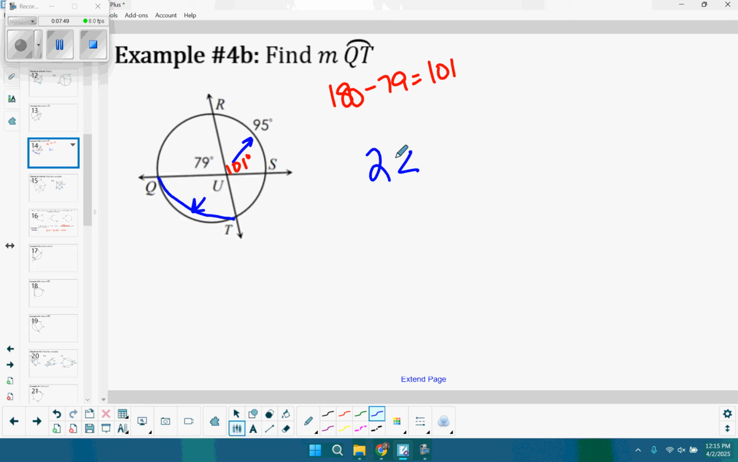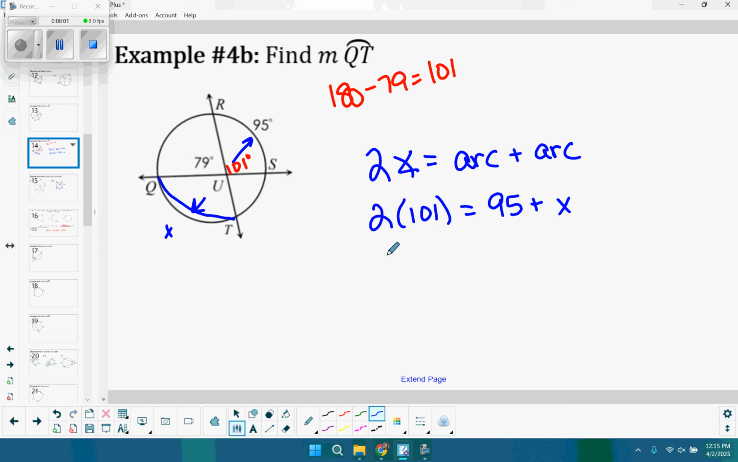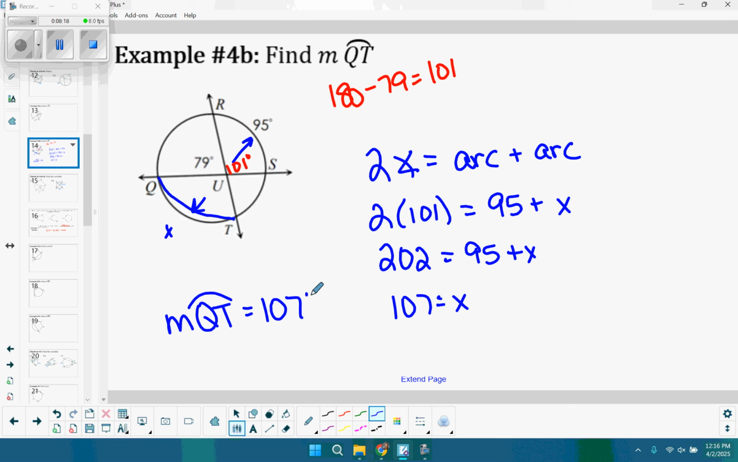So 2 times angle equals arc plus arc. 2 times 101 is equal to 95 plus x, because we don't know what arc QT is. That's going to be 202 equals 95 plus x. And if I take away my 95, we get 107 equals x. So the measure of arc QT is 107 degrees.